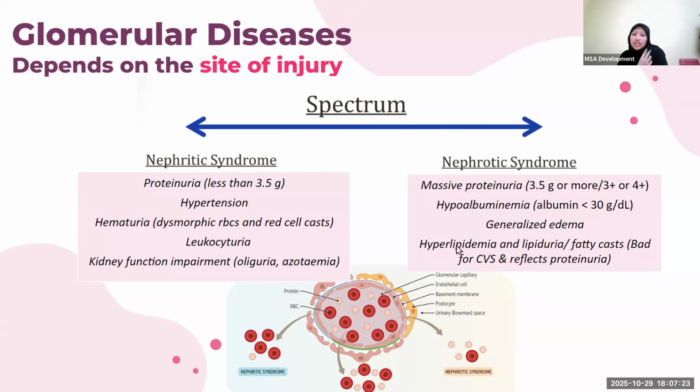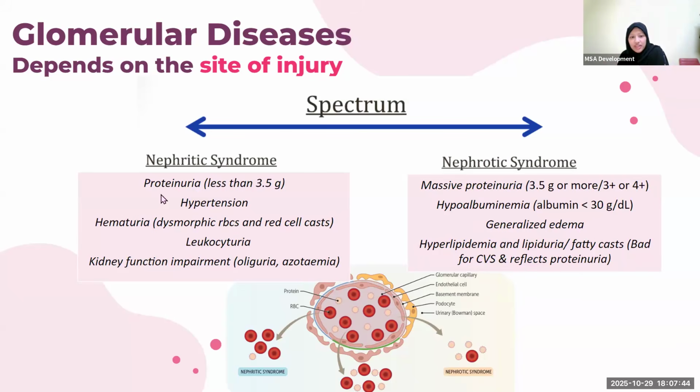Again, if they ask you what is the main cause of mortality in people with nephrotic syndrome, it's actually cardiovascular diseases, because of the hyperlipidemia. And then, of course, kidney damage is another reason. So be mindful of that. And yeah, those are mainly it.